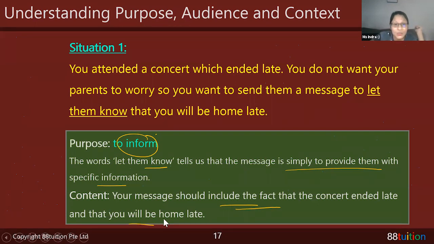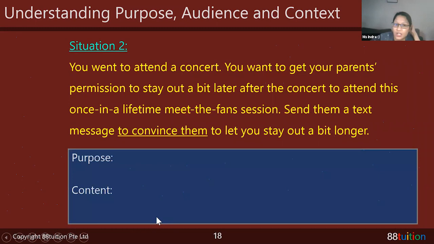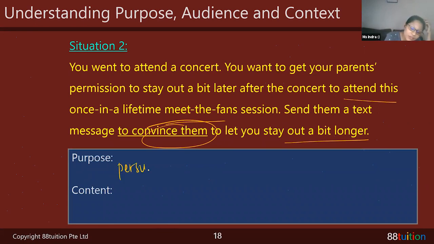Okay, now next one. You went to attend a concert. You want to get your parents' permission to stay out a bit later after the concert to attend this once-in-a-lifetime meet the fan session, right? Send them a text to convince them to let you stay out a bit longer. So what do you think the purpose is, students? Is it to persuade or to inform over here? Can you pick for me? Anyone? You can say in the chat group. I know you're shy. Very good, okay? To persuade. Good job. Thank you very much.